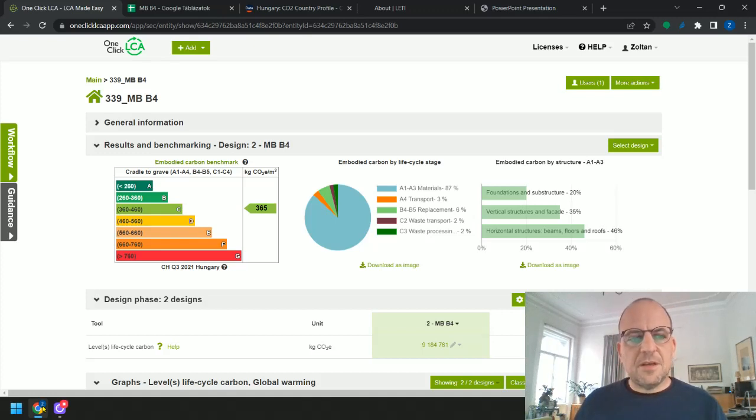I am a structural engineer and the CEO of Lapidarium Engineering Ltd. We are located in Budapest, Hungary. We are doing structural design mainly, but due to our environmental cautiousness, we are assessing this carbon footprint issue too.